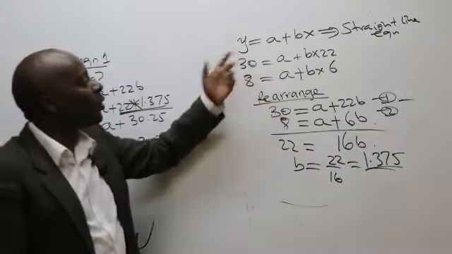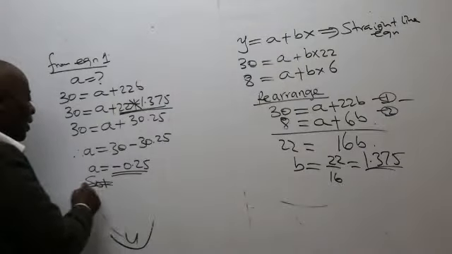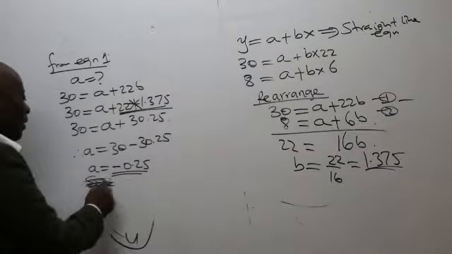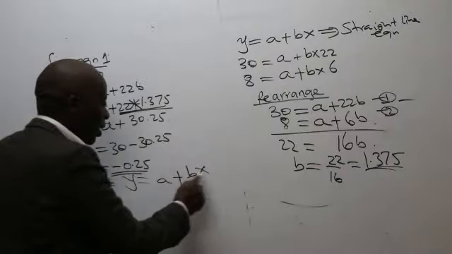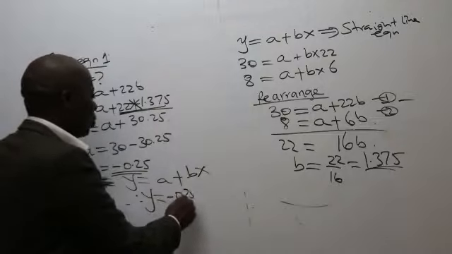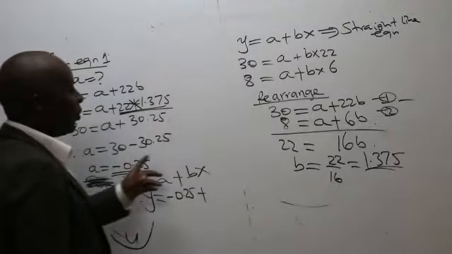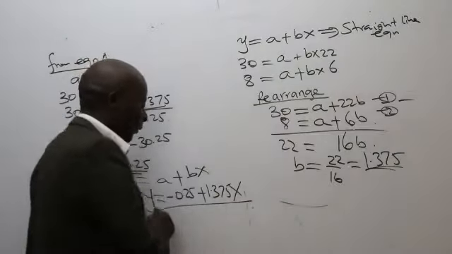So the next thing that I need to do is to come here, ladies and gentlemen, lastly, in conclusion, we are saying that our y should be equal to a plus bx. Therefore, our y will be equal to a, which is minus 0.25, plus b, which is what here, somebody? 1.375, x like that.